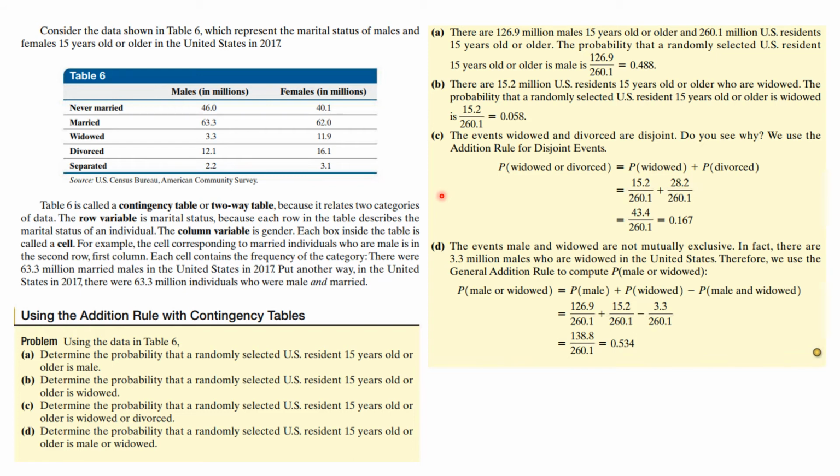So the probability of widowed or divorced is the probability of widowed plus the probability of divorced. Again, we can get these numbers from the table, and we find out that almost 17% are widowed or divorced.